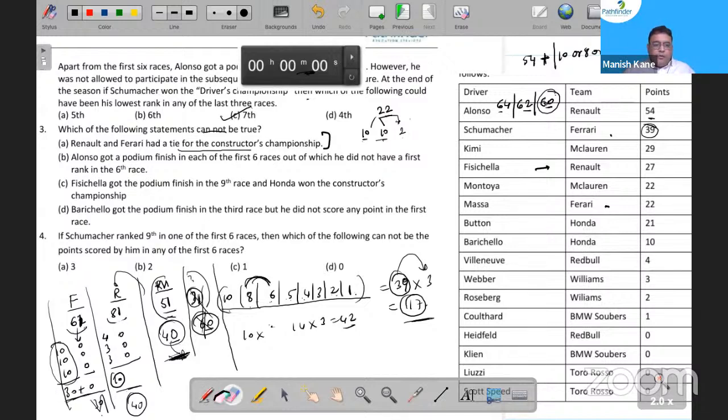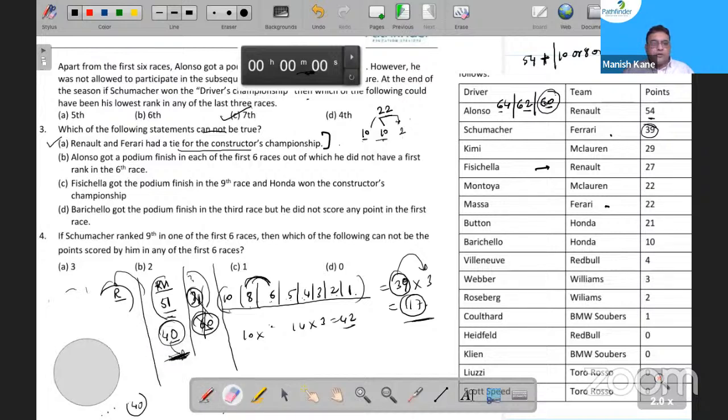So now you will need to do one more adjustment and see if they can have a tie at a higher score than 91, say 95 or 96. And you will see that by some trial and error, you will be able to get a higher tie score for Ferrari and Renault. And then you can eliminate the others winning the constructors championship. So this score is possible. So this is not your answer.